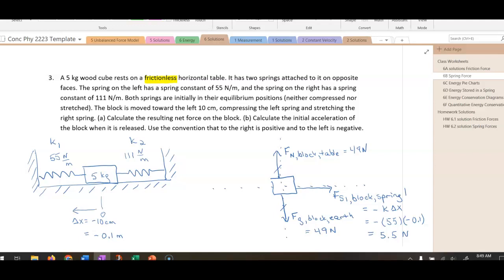Okay, now let's talk about spring 2. It's getting stretched. When the block moves to the left, it stretches spring 2, and in order to go back to its equilibrium position, spring 2 needs to pull the block back toward the right. It wants to restore its initial position, and so that spring also pushes to the right.